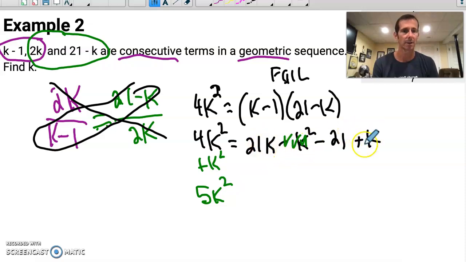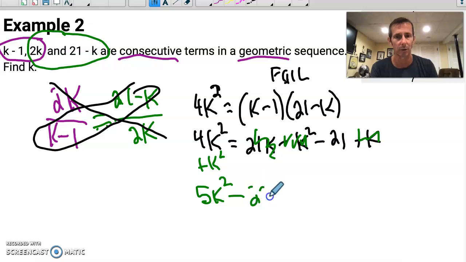This 21k and this k would make 22k, and I'm going to again have an equal sign and a quadratic, so I want everything on one side so I can factor this thing, hopefully. So I'm going to take this k and this 21k, which makes 22k, and subtract it from over here. And that means I'm going to have to subtract it from the left side, so minus 22k. And then I'm going to add the 21. It's the constant. If I add 21 over here, it equals 0.